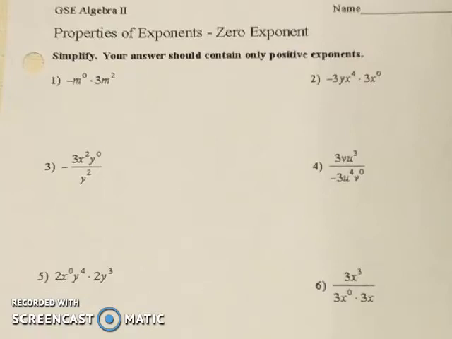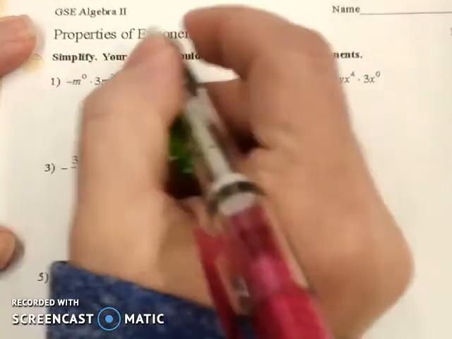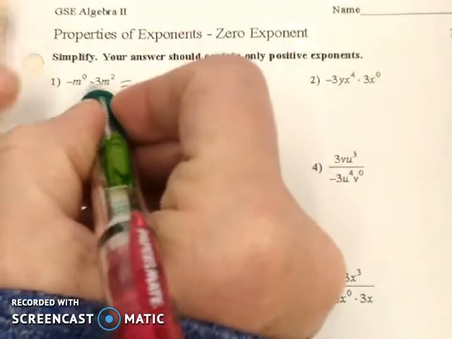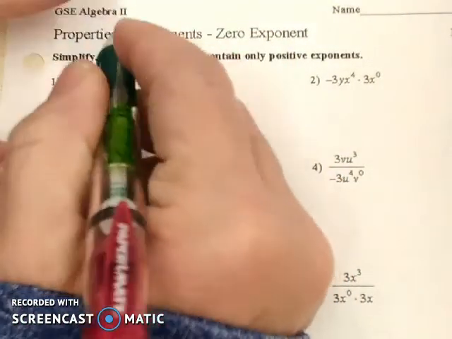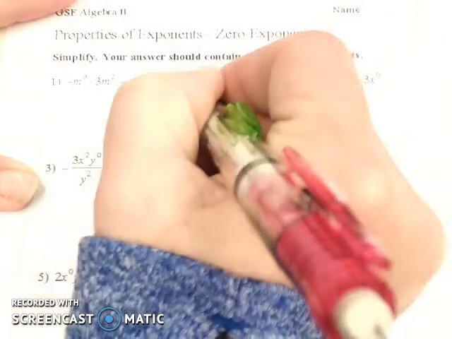Zero exponent rule. Remember that rule. Anything to the 0 power is 1. So the only thing here in number 1 that I'm raising to the 0 power is the m. Technically, I'm going to rewrite this for you so that you don't get confused about this one.